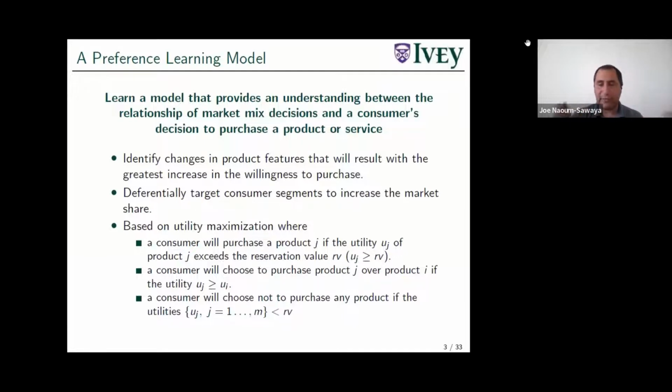Of course, when I'm looking at a collection of products or a market mix, as I said earlier, I'm going to purchase the product if it exceeds the reservation price. So there is the choice of not purchasing anything. If none of the products meet this reservation price, I can have the decision of not choosing anything.